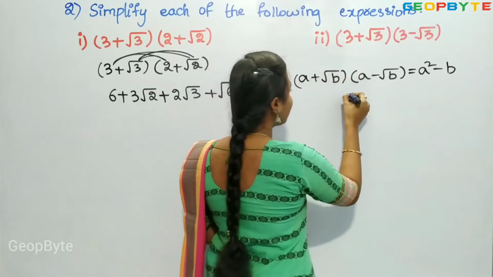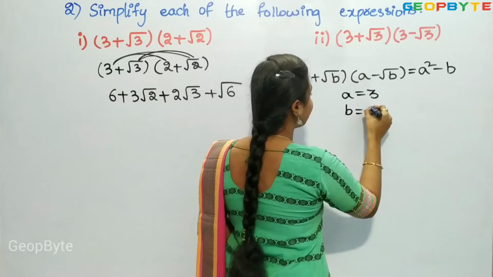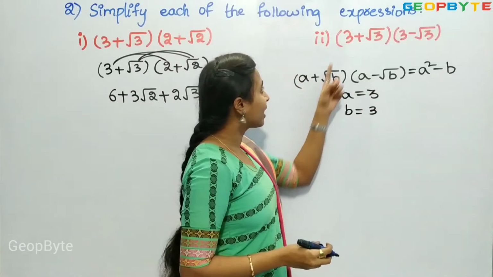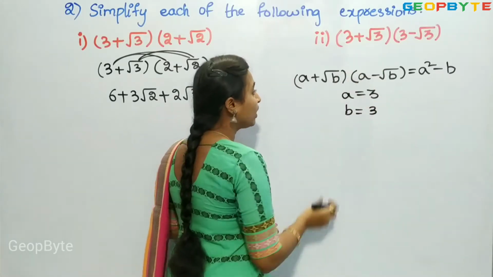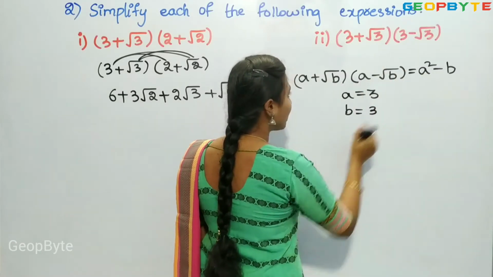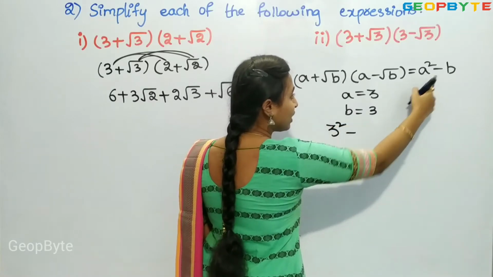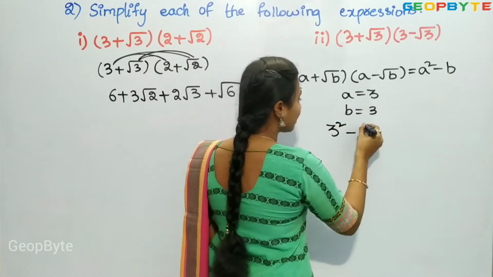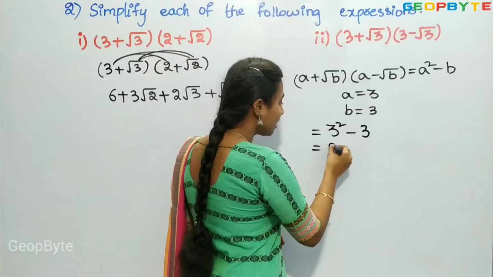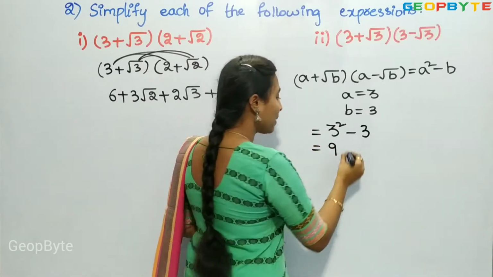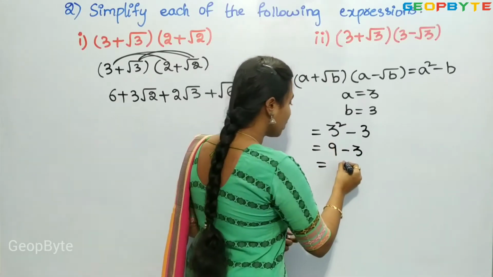So here a is equal to 3 and b is equal to 3. We have a, that is 3, and b is 3. Now we need to write in this form. a square is nothing but 3 square, minus b, which means 3. Now 3 square is nothing but 9, 3 into 3, 9. Minus 3. So 9 minus 3 is equal to 6.